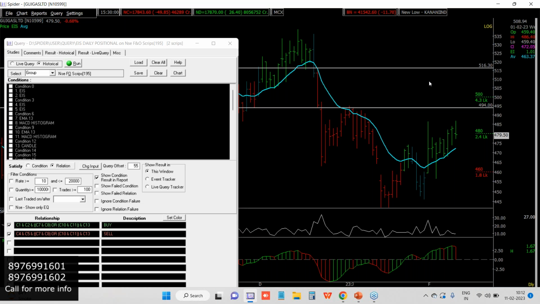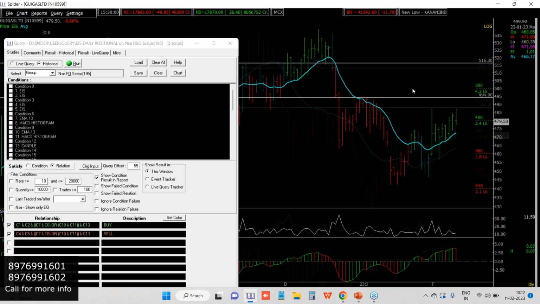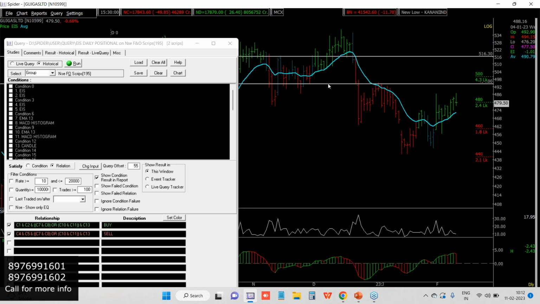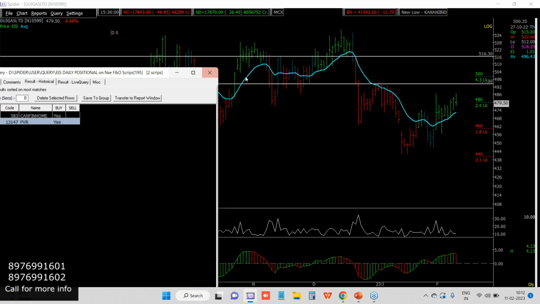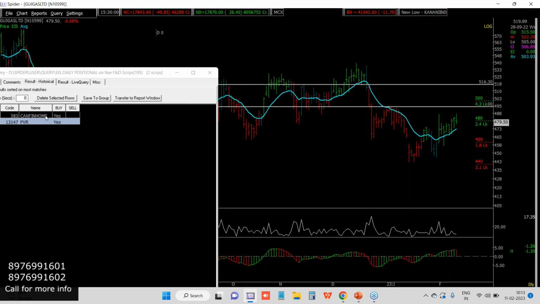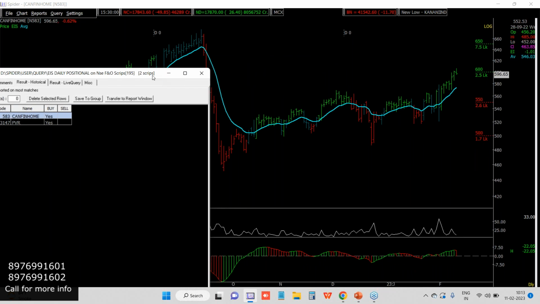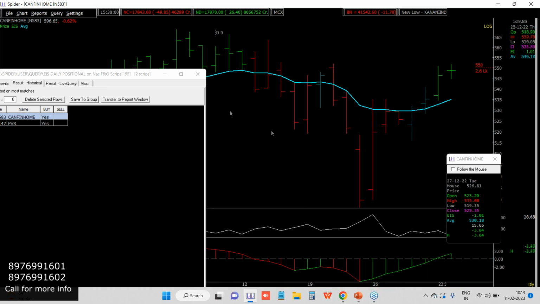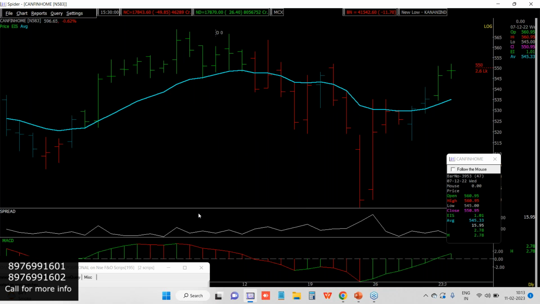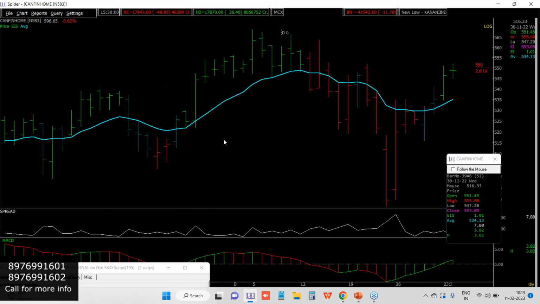If I'm setting query offset as 55, I'm looking for a candle which has been made on the daily chart at the position of 56. So if I run this particular query, we get the result of Can Fin Homes for buy. Now I'll see that query offset 55. See, here we got the particular trade. I'll zoom it out a little bit. Perfect. So now as you can see, at this particular point we got our trade.